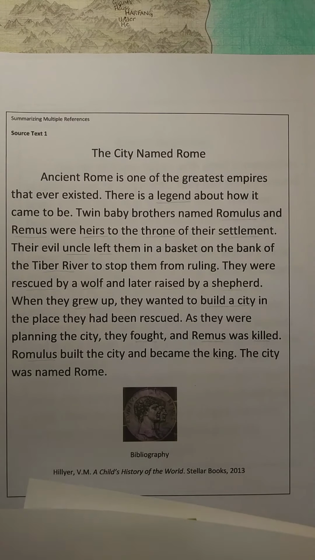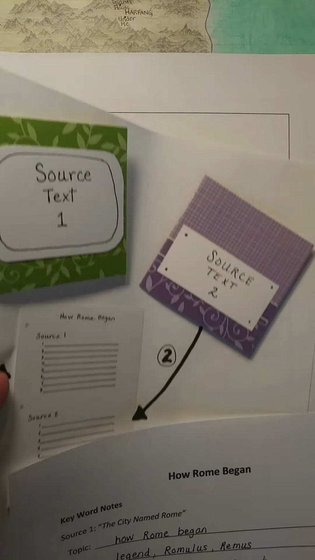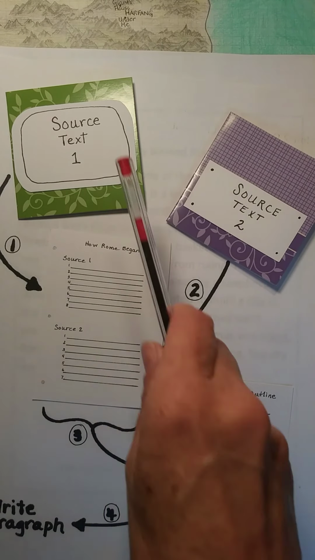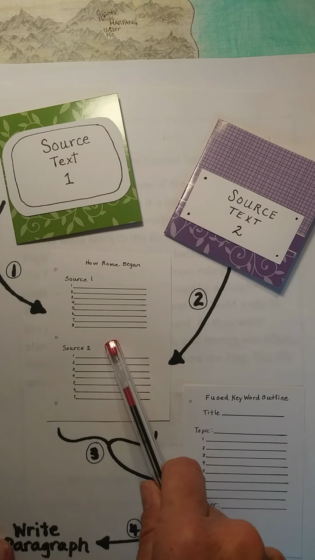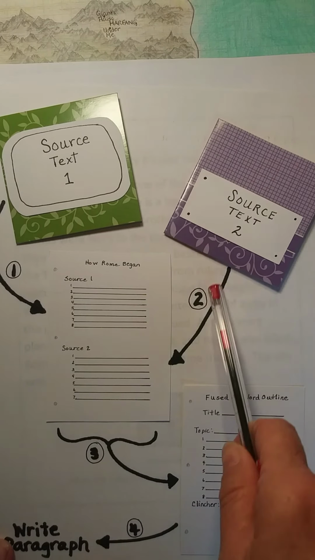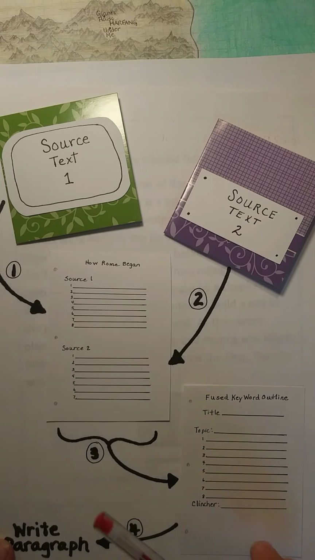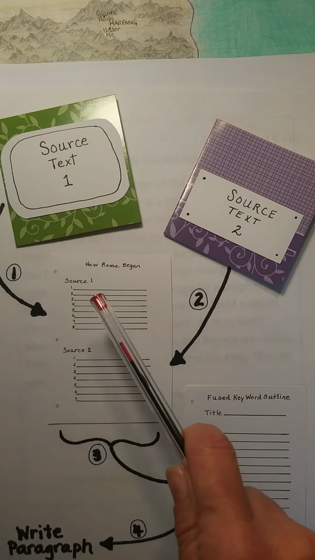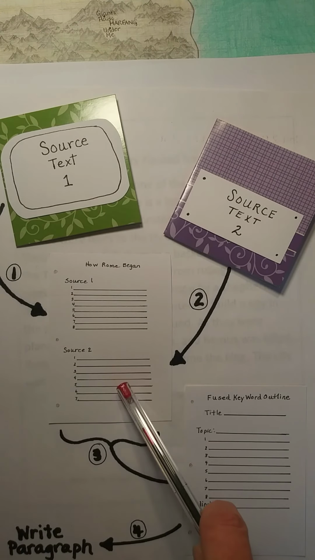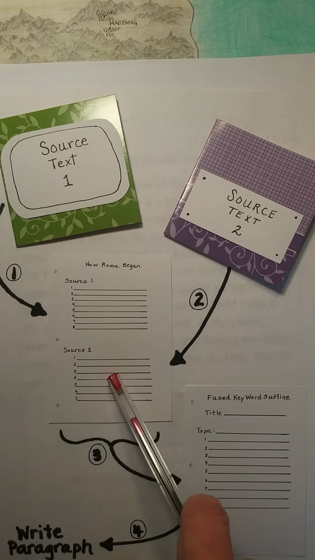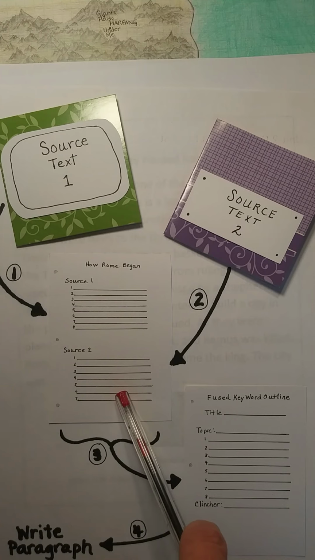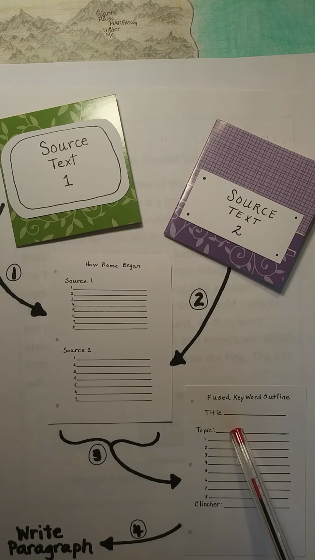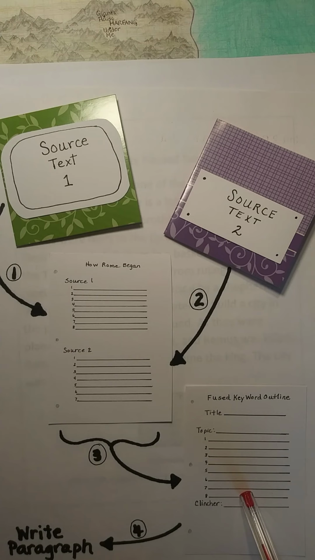So we're going to take notes from the first source text, write it here. Then we'll take notes from the second source text, write them here. And then step 3 is we will look at all of our notes and pick and choose which ones we want. We may want 3 or 4 from this one and 3 or 4 from this one. Or maybe there's only 2 on here that we want, but we want 5 on here. But we're going to pick and choose the most important ones or the most interesting ones, and we're going to put them here into a keyword outline.